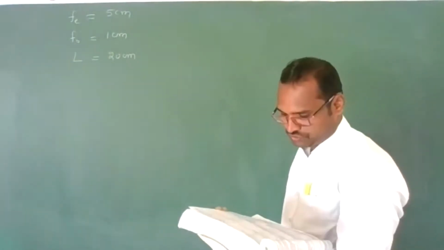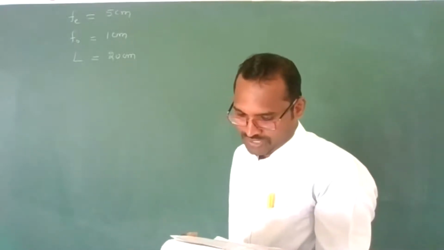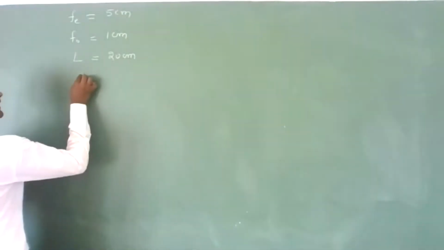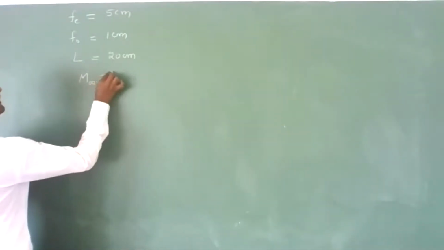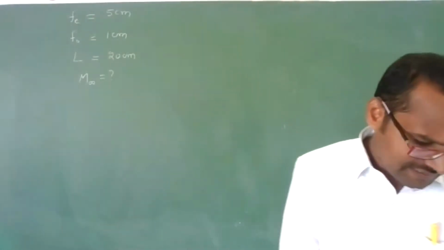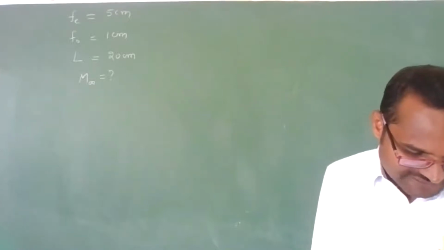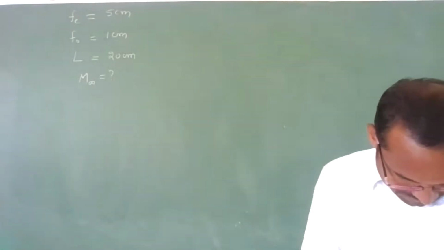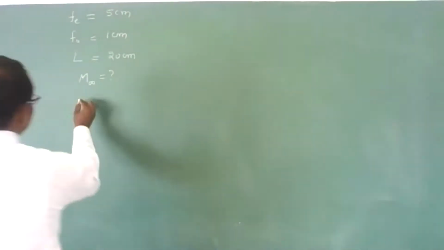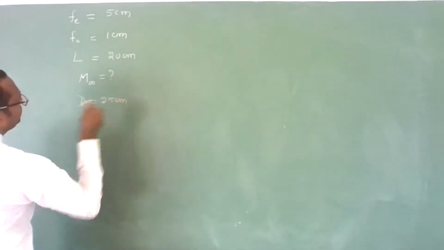Okay, I will draw the diagram also. Calculate the magnifying power of a microscope when the final image forms at infinity. Magnifying power of a microscope we need to find when the final image forms at infinity. This is your question. Okay, next. The value of least distance of distinct vision is given as 25 centimeter.